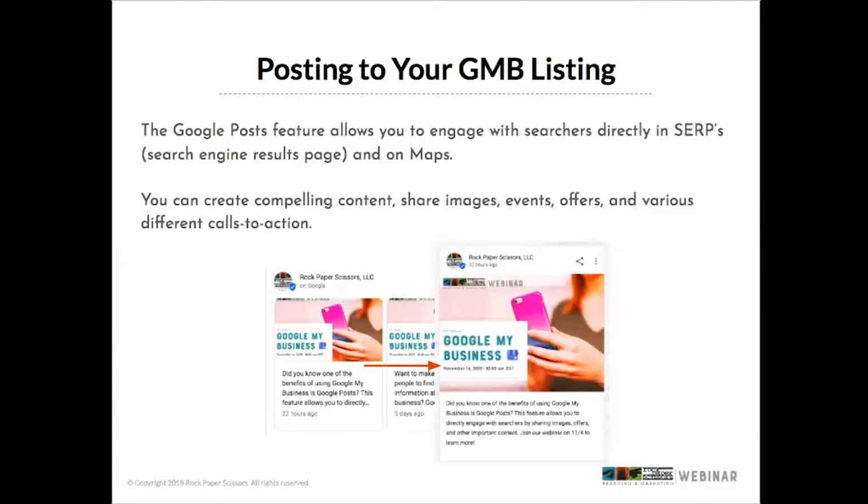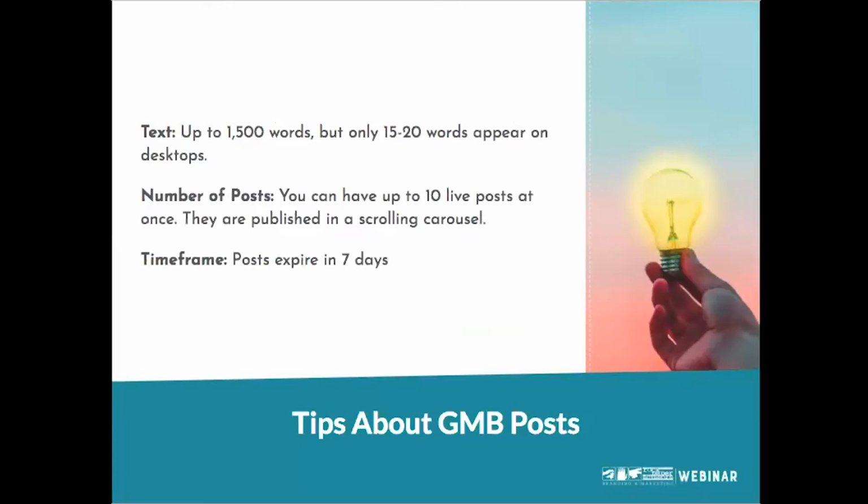So this is where it starts to look a little bit like social media. Google Posts allow you to engage with your searchers directly in the SERP, i.e. the search engine results page, and on Maps. And you can create compelling content, share images, events, offers, various different calls to action. So this is what takes your listing from very evergreen content that never changes into trending current information that is topical for the day.